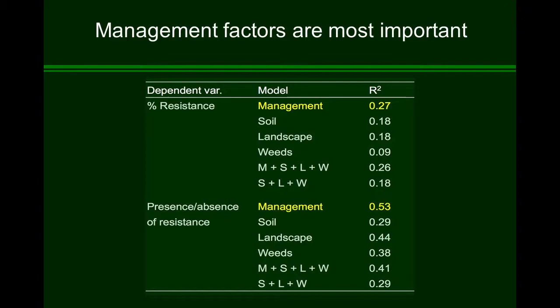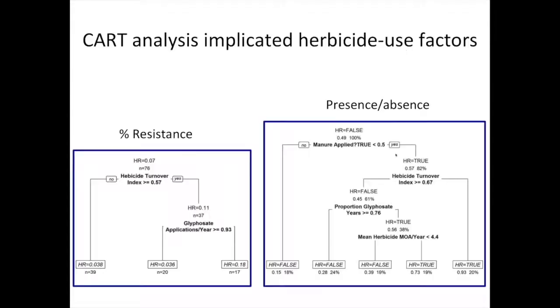Okay, so management is most important. What aspect of management? So we did this CART analysis, which is classification and regression trees. And I should have pointed out that I'm obviously not the only author on this study. There are several others, and several very good statisticians who would probably love to explain the CART analysis in much more detail than I would care to. All I'm going to say is that the CART analysis is basically a way to try to identify those factors that best explain the variance. And as we did this CART analysis, it pointed to herbicide use factors as being most important. So that just set the stage that we really need to look at these herbicide use factors and how they come into play.